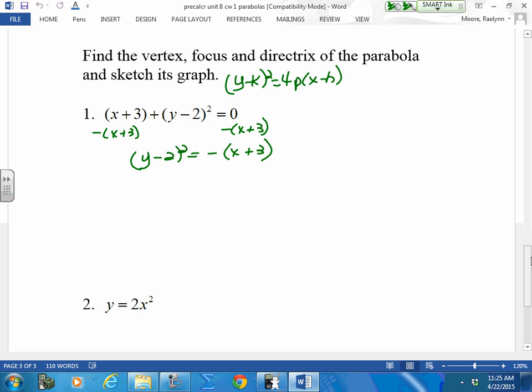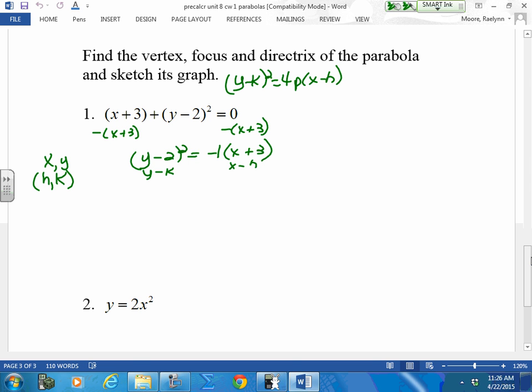And if there's no number between this negative and a parentheses, the number is 1. So I'm just going to put the number 1 in there for now. Now, from here, you can find the vertex of your parabola. So your vertex is x, y, h, k. With the x, this is where the h goes. With the y, this is where the k goes.